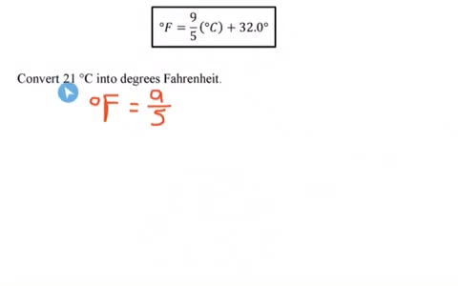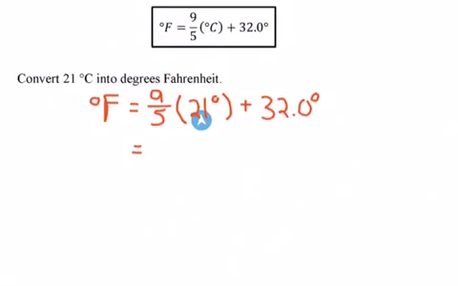Now I have my temperature in degrees Celsius, so I just take that and plug it in where the degree C is. So 9 over 5 times 21 degrees, and I'm going to leave off the C just to make it a little easier to look at, times 21, plus 32.0 degrees.